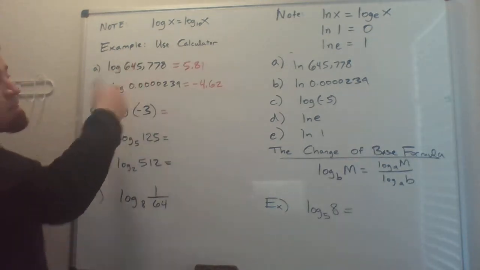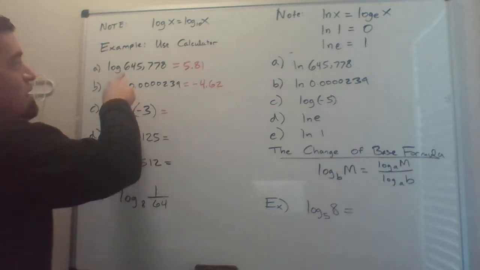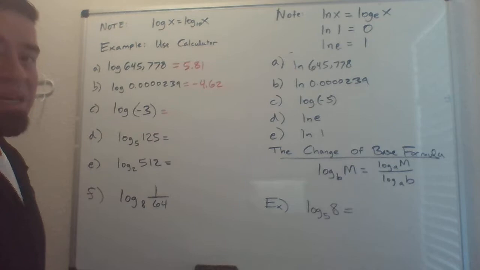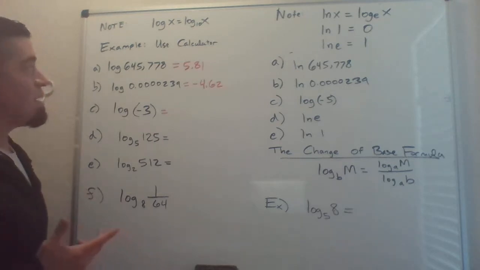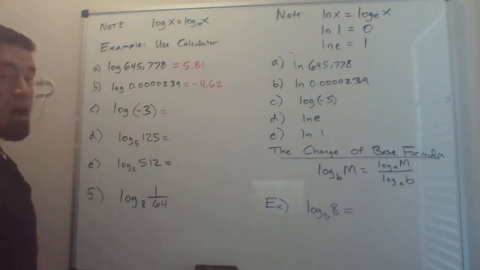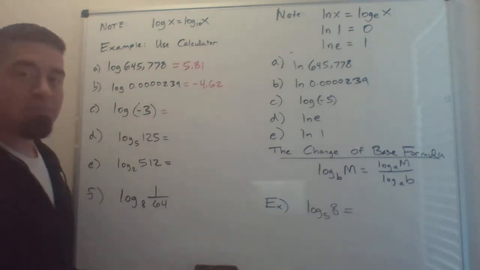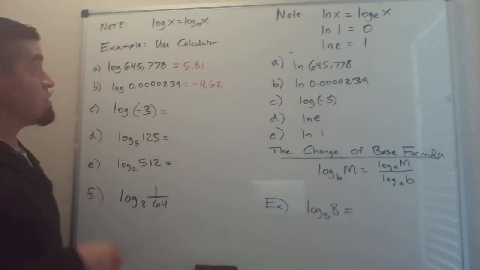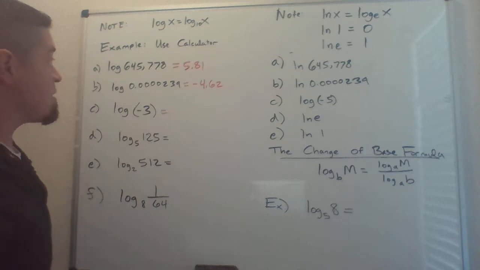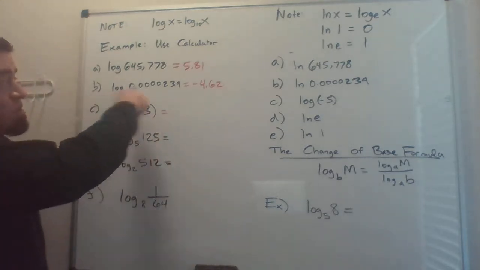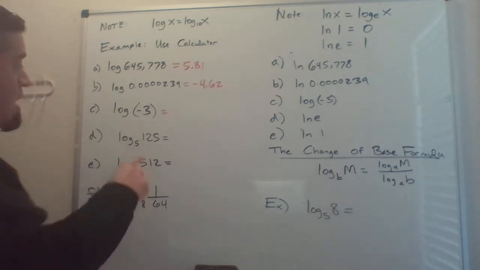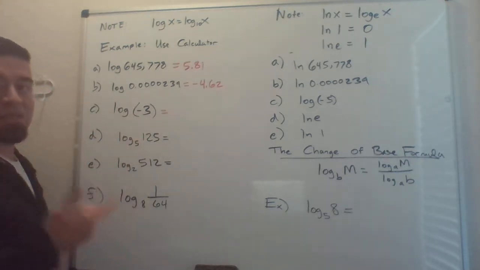If I try to do this in my head, it'd be a little bit difficult because I don't know the power of 10 that's going to give me 645,778. So that's not easily done, but with the calculator, you can just type this in. The log button is right next to the 7 key. And so you can just simply type it exactly as this on a TI-84 or 83 calculator. And same with the next one, you just type it in, you'll get negative 4.62. So try typing this one in and see what you get.